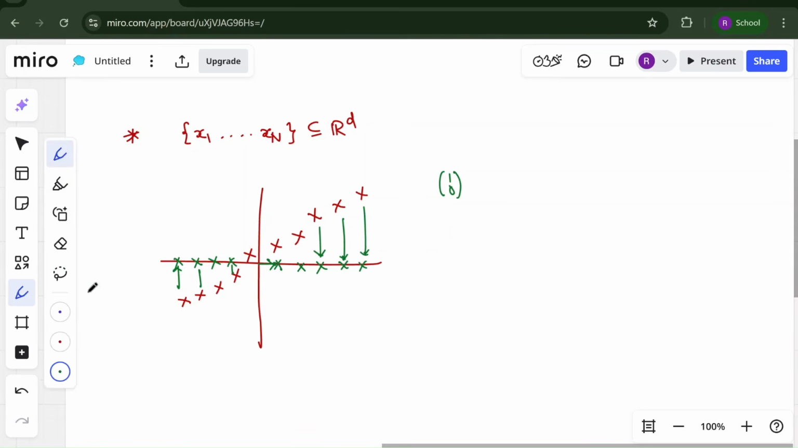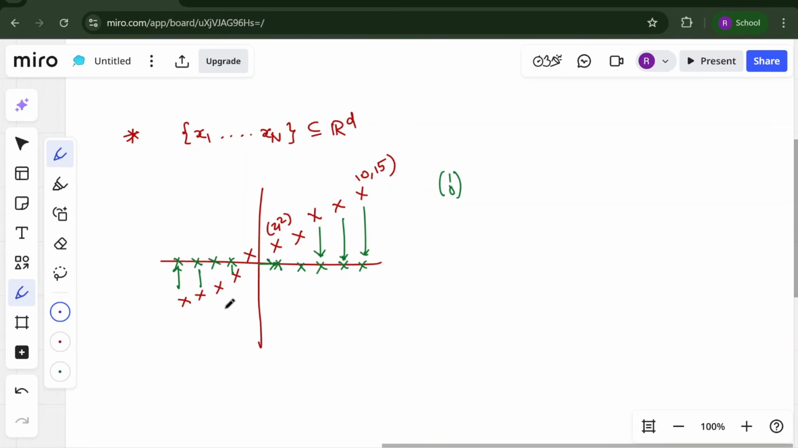For example, if my red data point here was 2, 2, and the last one was 10 comma 10, or not 10 comma 10, let's say 10 comma 15.